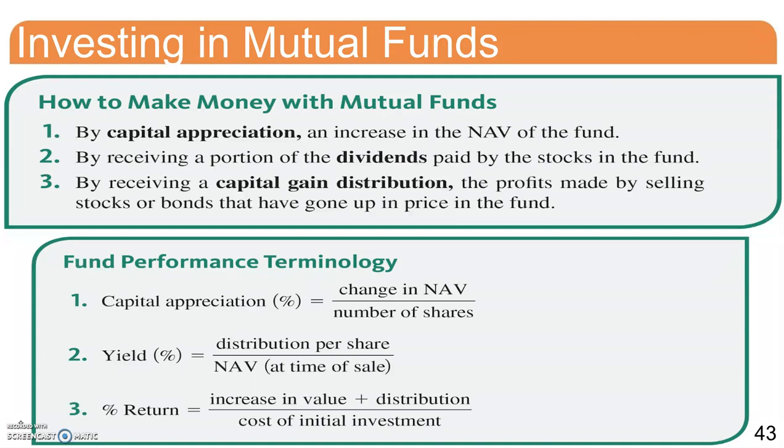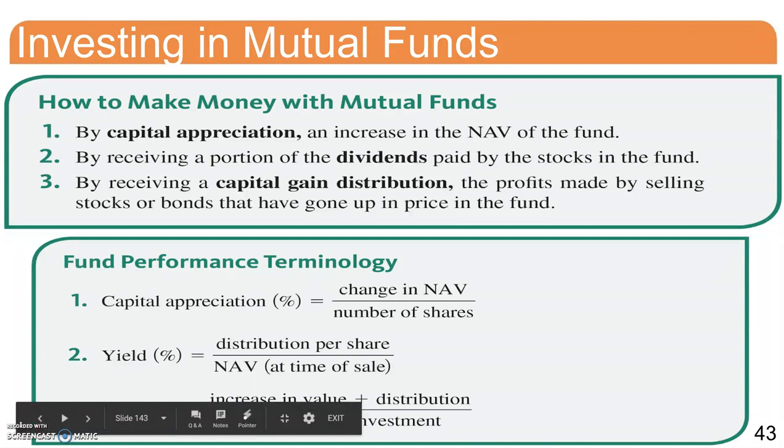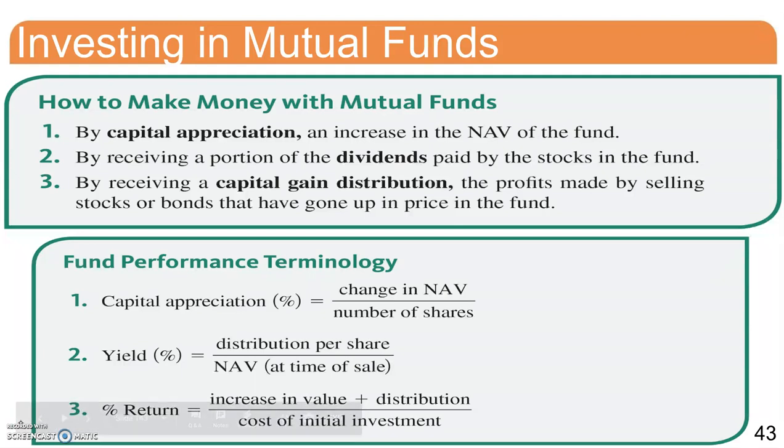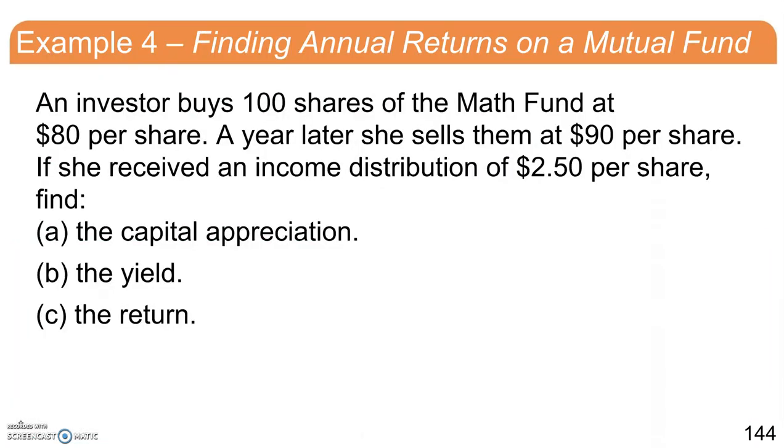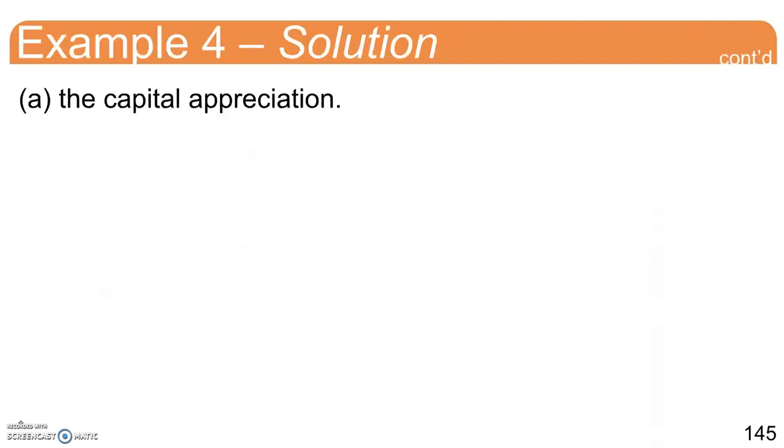So we're going to go through an example where we're going to calculate the capital appreciation, the yield percentage, as well as our percent return. So in this example, an investor buys 100 shares of the math fund, of course, at $80 per share, and a year later she sells them for $90 per share. If she received an income distribution of $2.50 per share, we're going to find the capital appreciation, the yield, and the return.